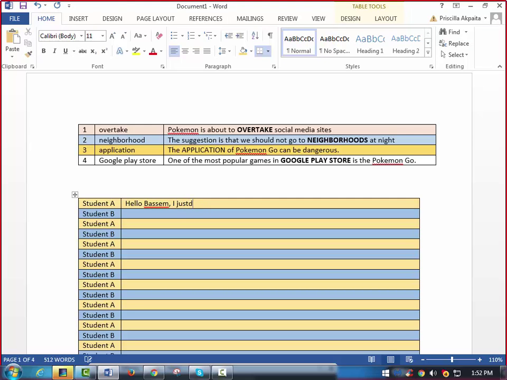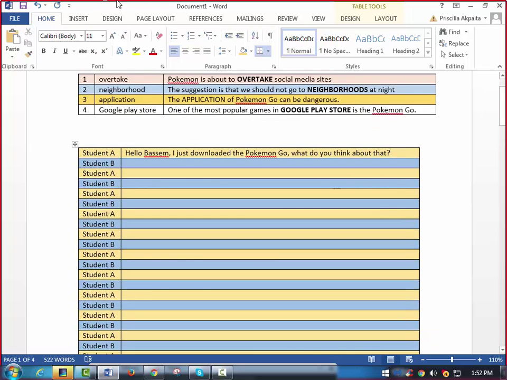I just downloaded the Pokemon Go. What do you think about that? What would you say? Oh, hello. I think many people are talking about this application and it seems to be so dangerous.